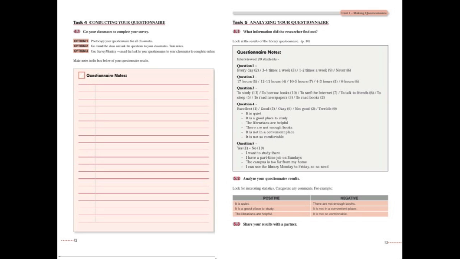For example, dividing into categories of positive and negative, the researcher here has found that the library is a quiet place, it's a good place to study, the librarians are helpful, but the negative parts are there aren't enough books, it's not a convenient place, and it's not so comfortable. So students then analyze the results of their questionnaires and share their results with a partner.